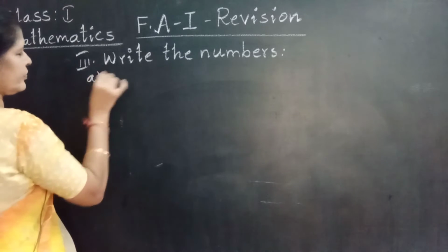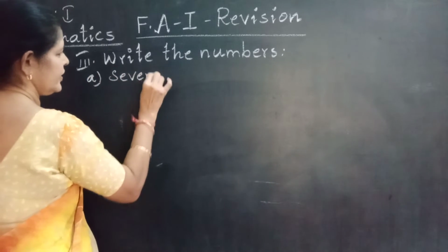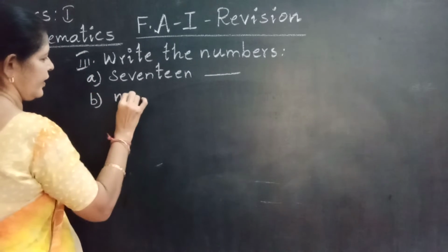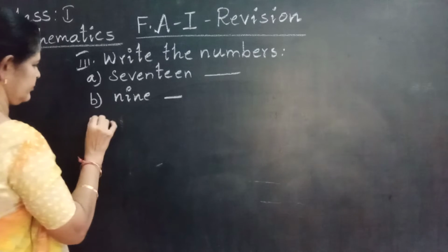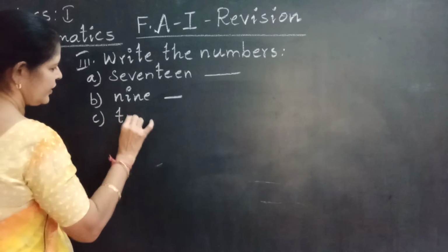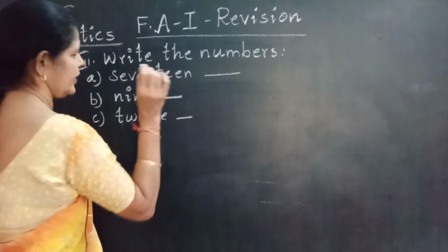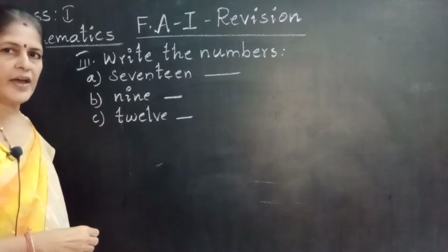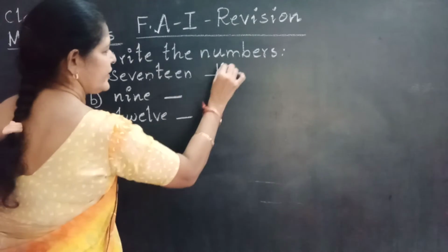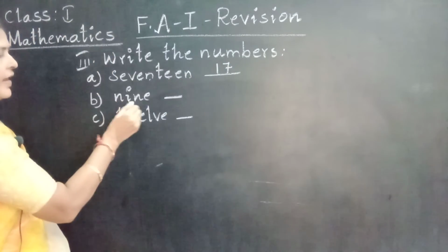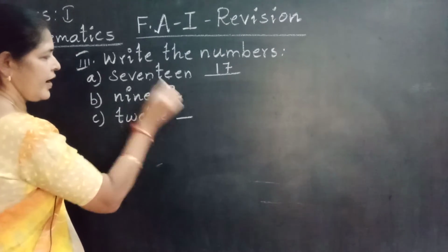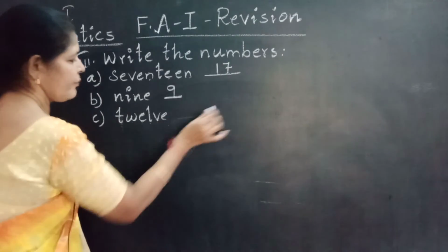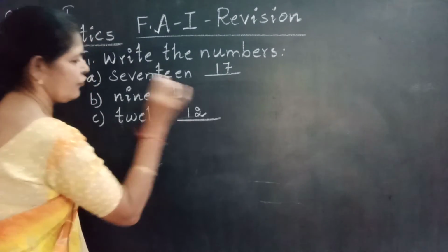See question. S-E-V-E-N-T-E-E-N. N-I-N-E. T-W-E-L-V-E. Come on. S-E-V-E-N-T-E-E-N. What is the number? 17. Write number 17. N-I-N-E, 9. Write number 9. T-W-E-L-V-E, 12. Write number 12. 1 ten, 2 ones. Okay.